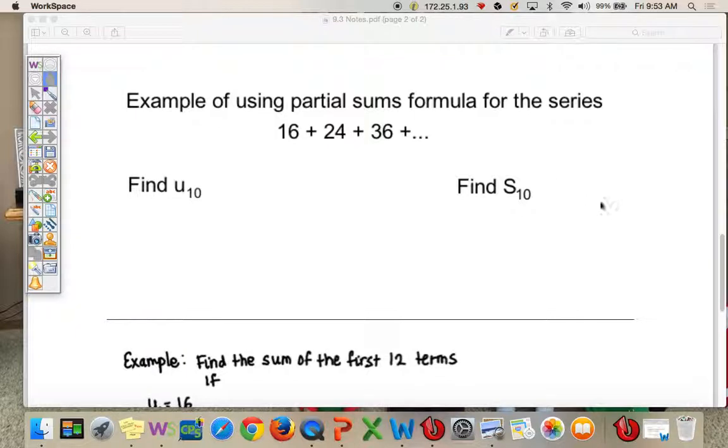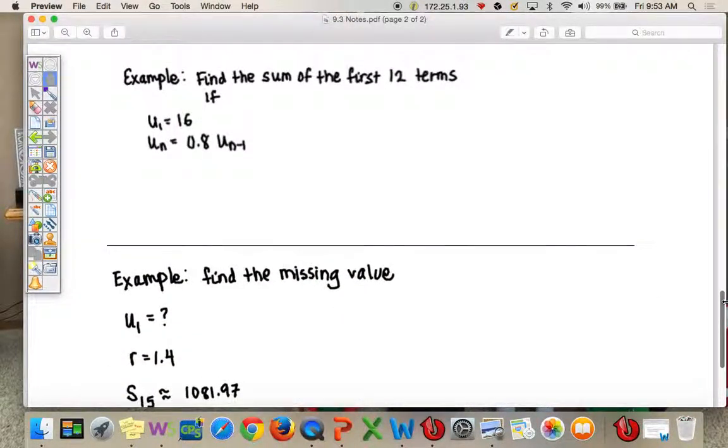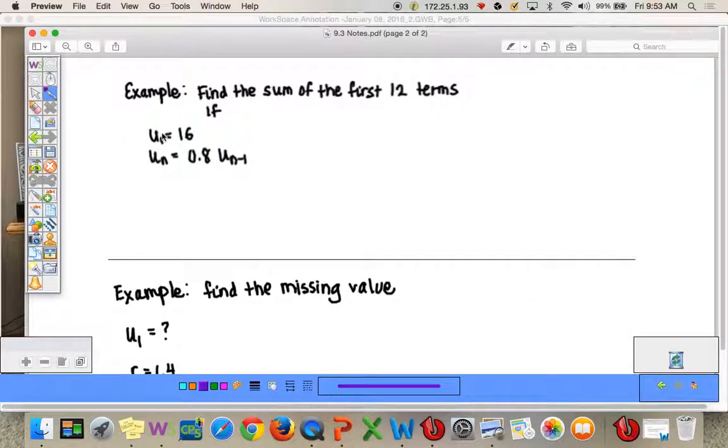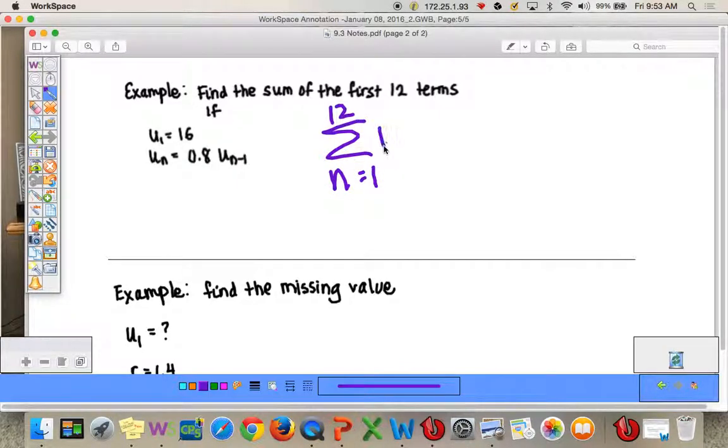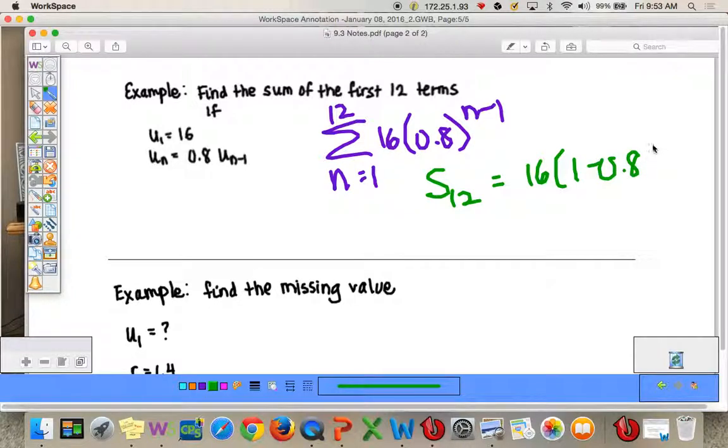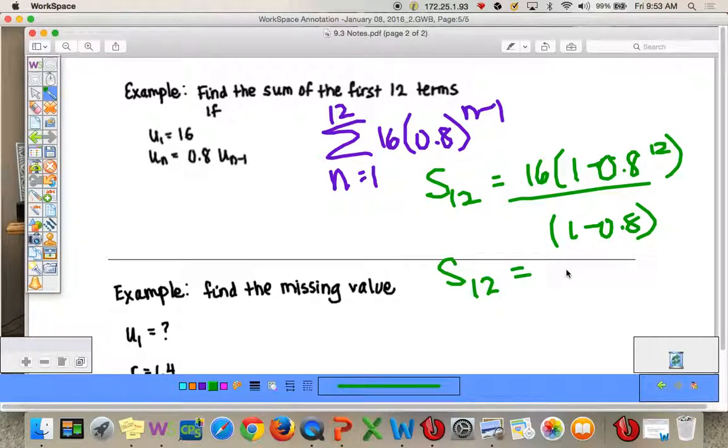Okay. Another example, find the sum of the first 12 terms given this recursive equation. Okay, so here's the summation notation. We want the 12 terms, first term 16. This is ratio 0.8 to the n minus 1 power. Let's use the formula, the sum of the first 12 terms, so I need an S here, equals the first term times 1 minus the ratio to the 12th power over 1 minus the ratio. So the sum of the first 12 terms, my calculator says 74.5.